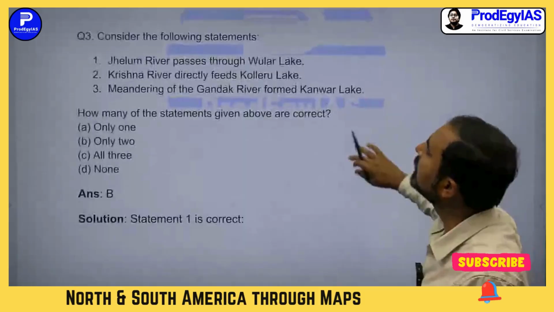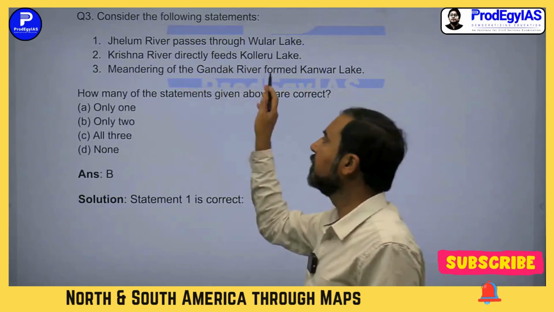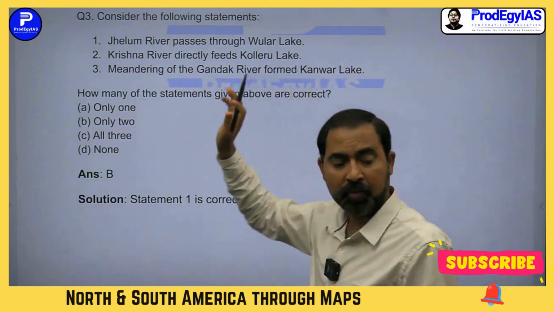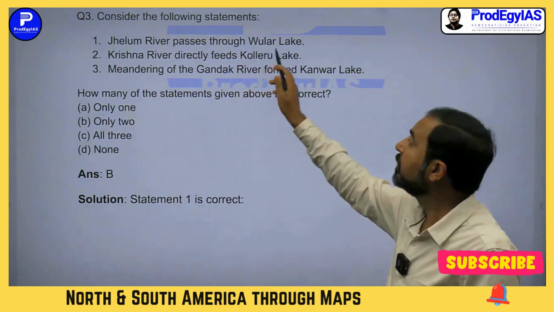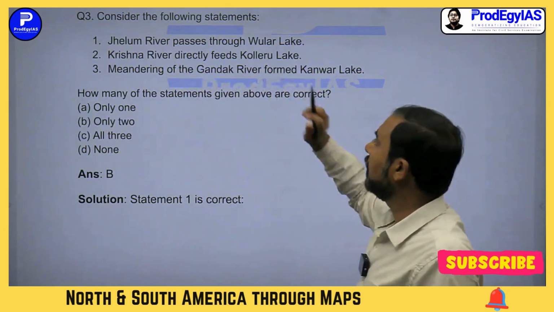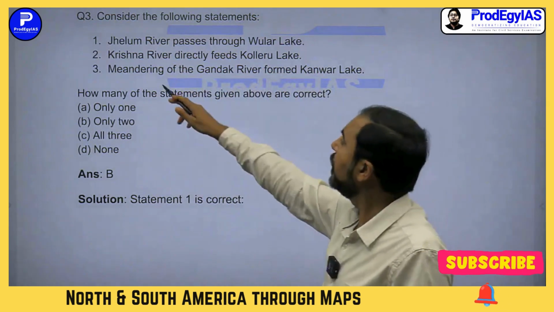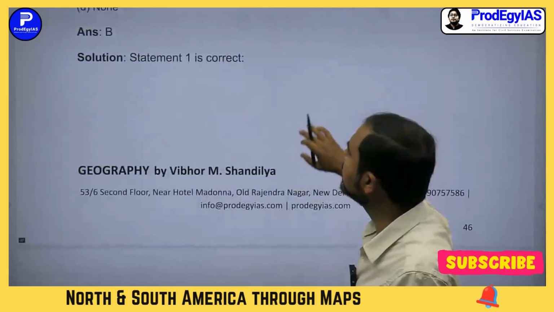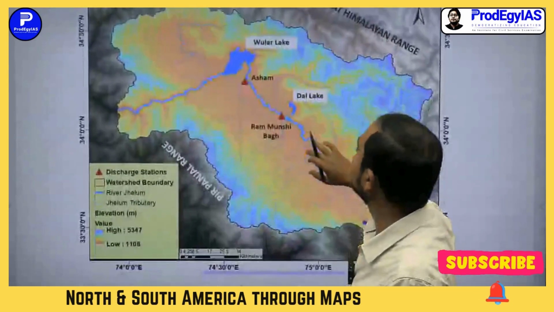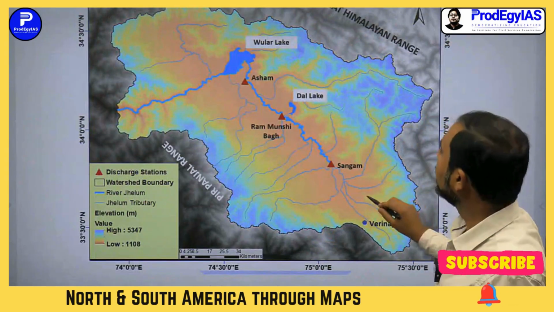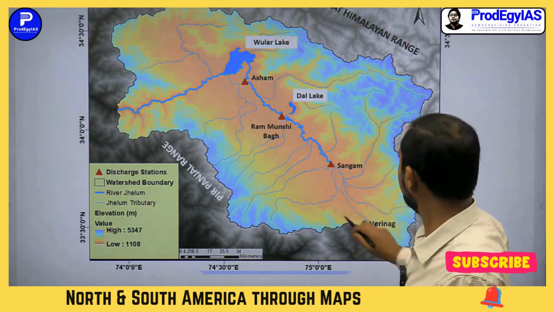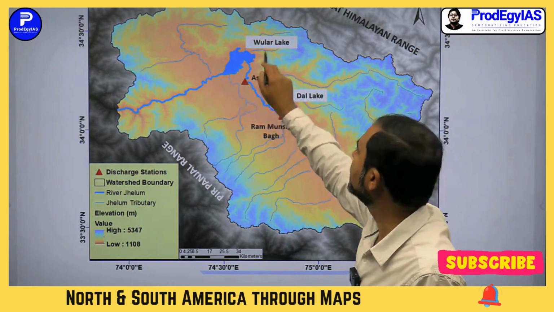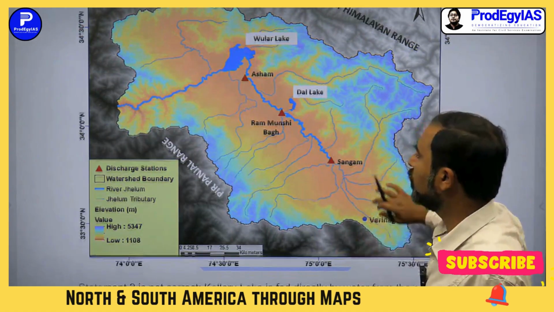So such questions. This question is based on the Indian drainage, Indian rivers, right? Jhelum River passes through Wular Lake. We have done this in Indian geography. Krishna River directly feeds Kolleru Lake. No. Meandering of Gandak River forms Kanwar Lake. This is a factual question. We will be covering this. And this is the map. Like this is the course of Jhelum, and this Wular Lake is in its course, right?